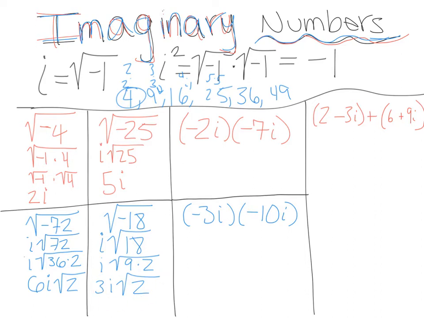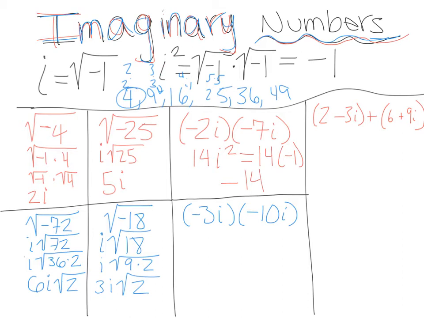Okay, for the next set of problems, we have -2i times -7i. So -2 times -7 is positive 14. And i times i is going to give me i squared. But as we said up above here, i squared is equal to -1. So I replace that with a -1. 14 times -1 gives me -14.